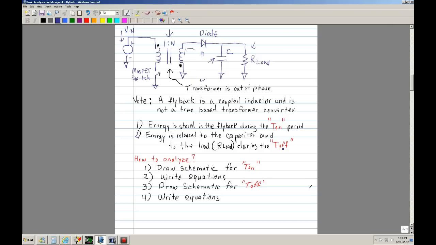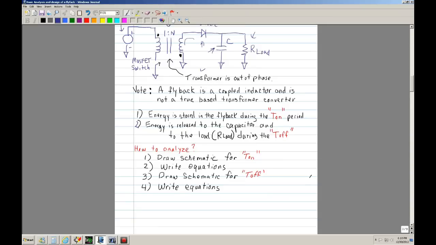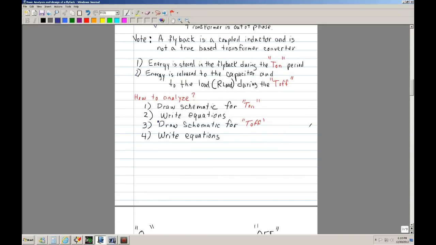Okay, so how do you analyze a flyback? Well, typically to analyze, what you need to do is draw the schematic for when the transformer is in the T-on period.